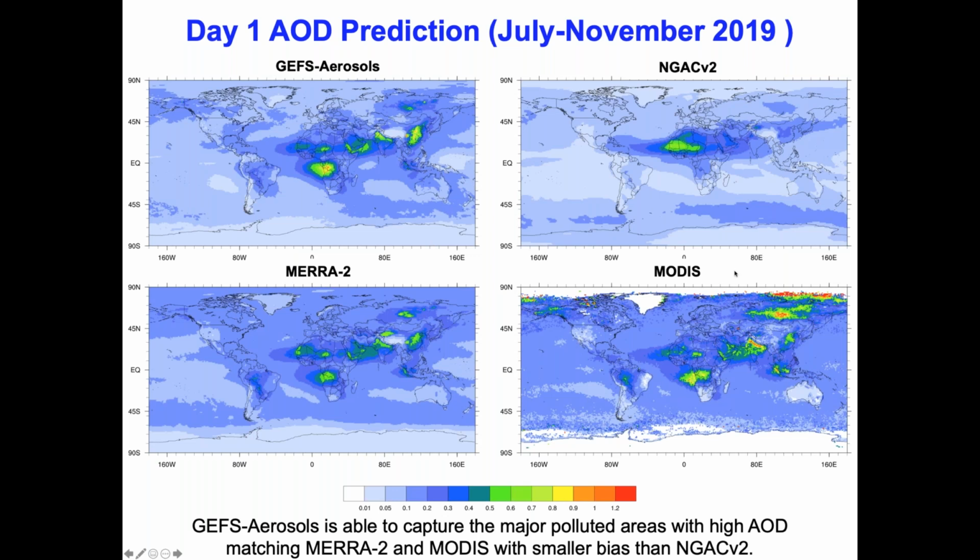We can see that the GEFS aerosol is able to capture the major polluted areas with high AOD, matching the MERRA-2 and the MODIS observation very well, which shows much better performance than that of the NGAC, such as those South African fire areas, the Middle East dust areas, and the Eastern Asia polluted regions.